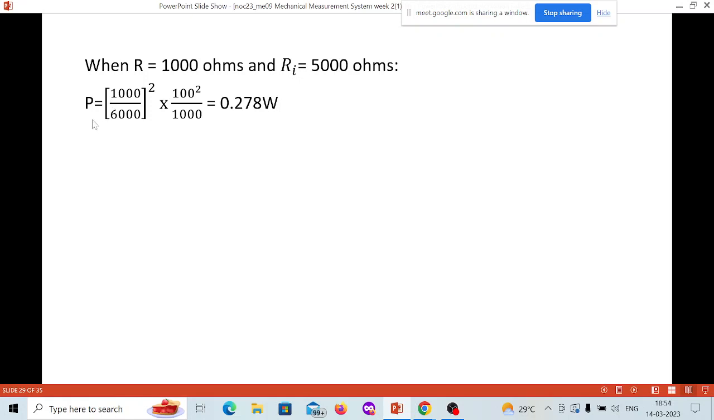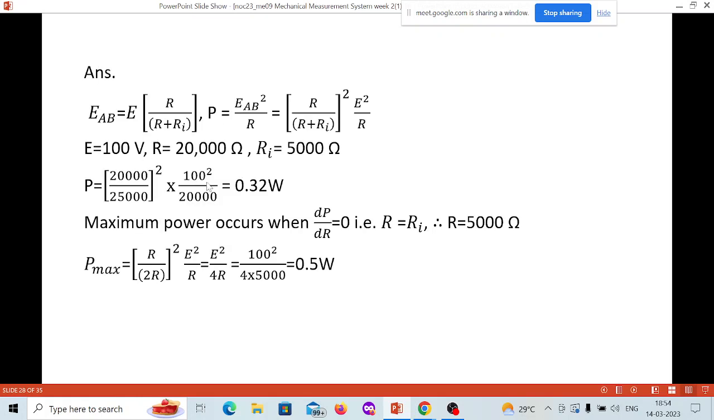We get power as R is 1000, so 1000 by R plus Ri, which is 5000 plus 1000, which is 6000. So the whole square into E square, E is 100 volts, so 100 square by R is 1000, so 100 square by 1000. So this gives you 0.272 watts. So you can see when the R has gone down, the power has also gone down to 0.278 watts. It's close to the previous value at 20,000 ohms.